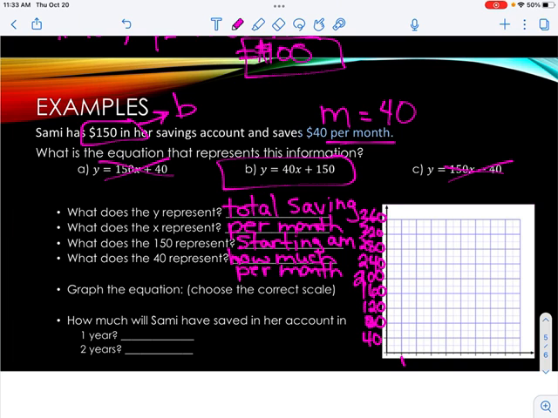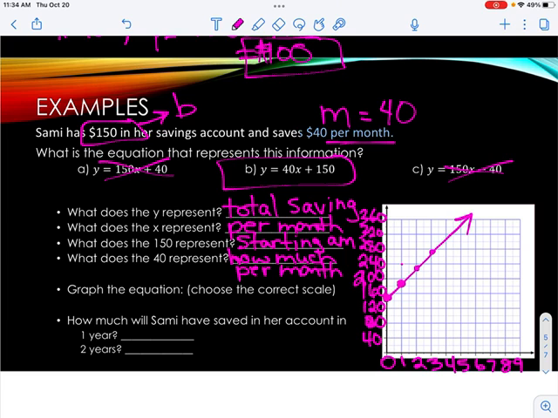And I'm actually going to keep my x going by ones just to make it easier to move using my slope. So I start in and I'm going to say, okay, up 150, so that's going to be about right there. And then from that, I'm going to move up 40, right 1. Up 40, right 1. And there would be my graph.